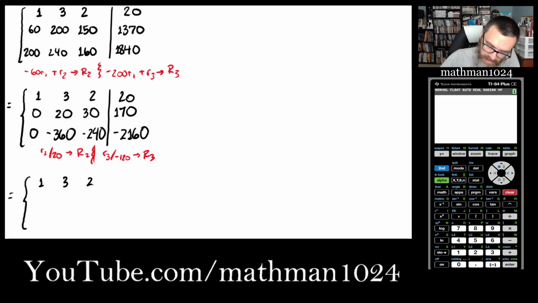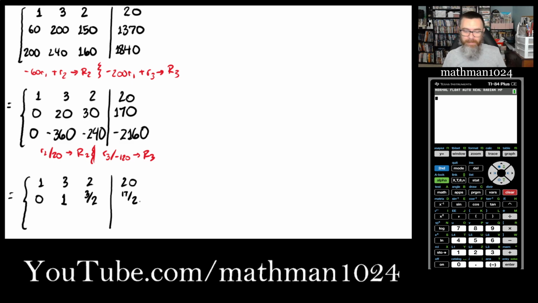All right, so let's see if it makes the problem any easier. Divide the second row by 20. So that gives me 1. 30 divided by 20 is 3 halves. 170 divided by 20 is 17 halves. Fractions, you gotta love them, right?